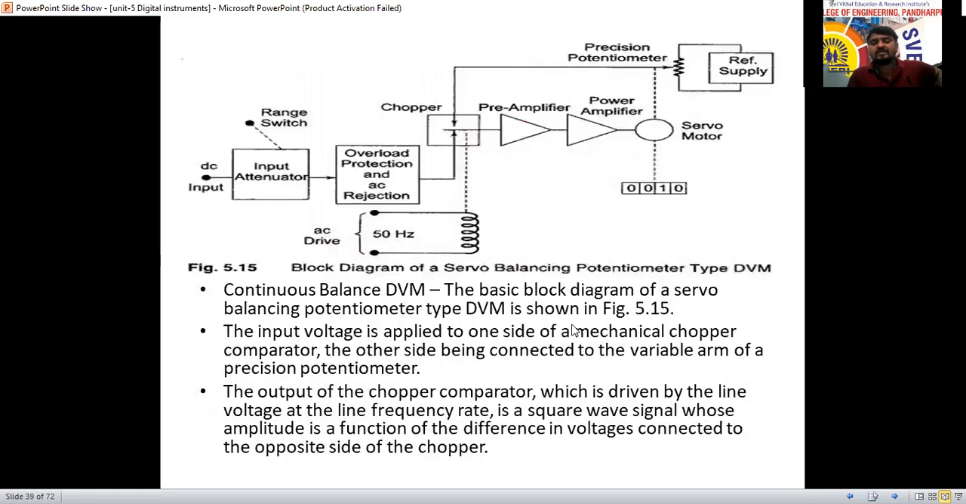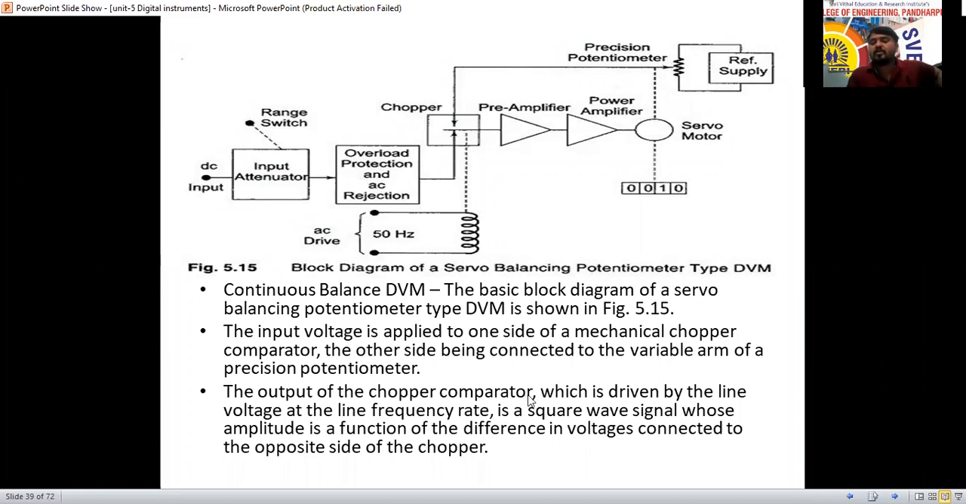We'll discuss with this explanation. The basic block diagram of the continuous balance digital voltmeter is shown here. The input voltage is applied to one side of the mechanical chopper, and the other side is connected to the variable arm of the precision potentiometer.